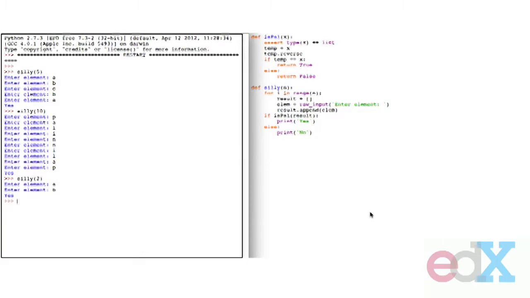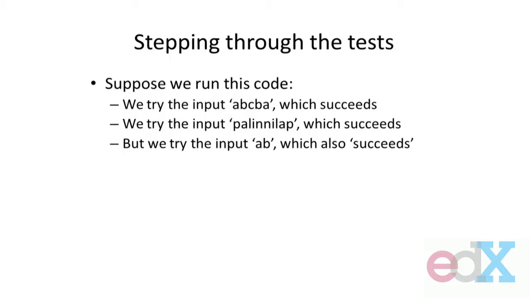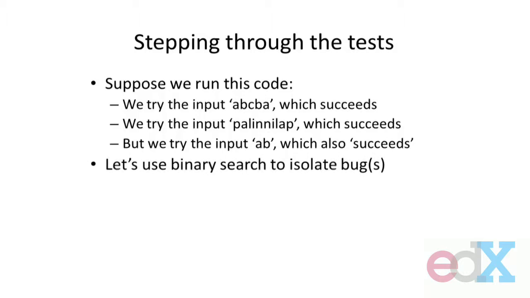Oh dear. It says that the sequence AB is a palindrome, and clearly it's not, because AB is not equal to BA, which would be the thing going back the other direction. Okay, so I got a bug. I could use binary search now to try and isolate where that bug is in the code.